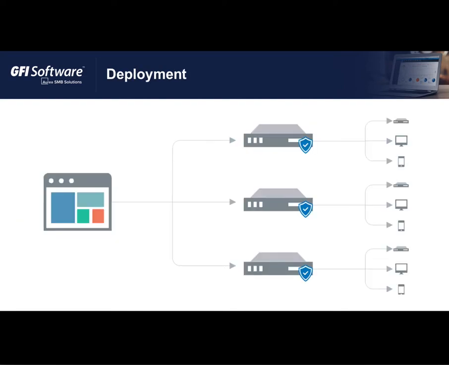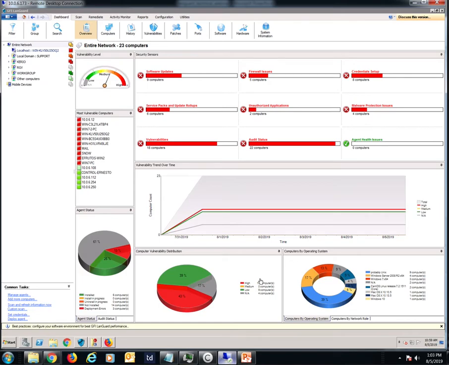Here is where GFI LanGuard can add an extra layer of security by performing scans and identifying known vulnerabilities and problems. This is why GFI LanGuard works best when combined with a UTM solution, like our own Carrier Control product, for example. GFI LanGuard can target network devices, desktop computers, servers, and mobile devices as well. This is what the LanGuard console looks like.